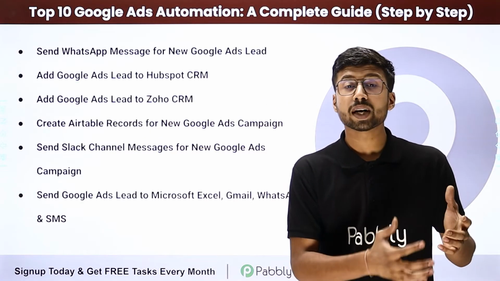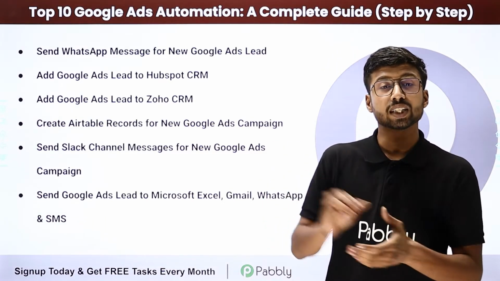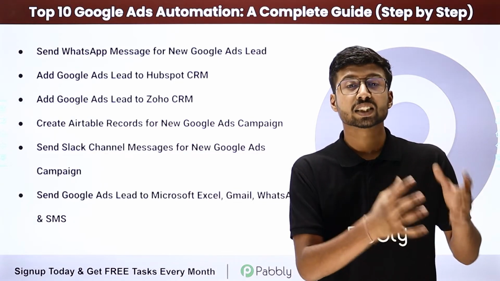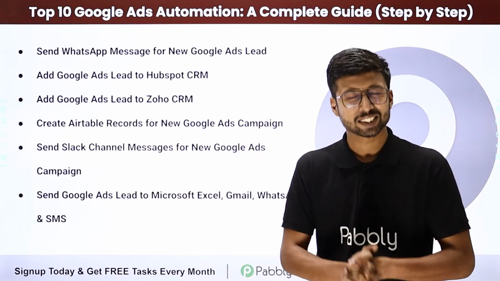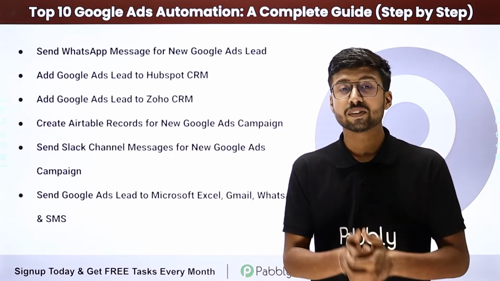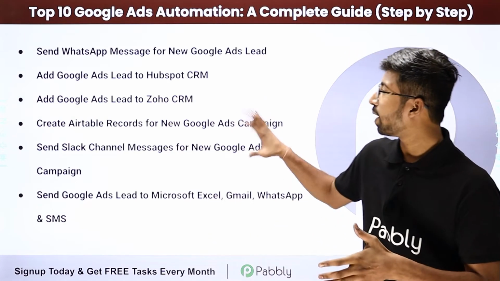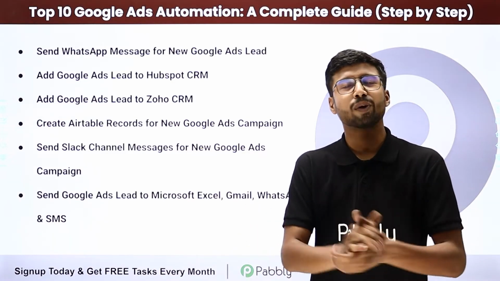Whether it can be automatically sending a WhatsApp message to your new lead or sending the new lead data into your CRM application. If you want, you can also set up an automation to get the Google Ads insight into your Google Sheet at a regular time interval. The possibilities with automation are endless. So without any further delay, let's start with this complete guide and understand in a step-by-step manner how you can set up each and every one of these top 10 automations all by yourself.